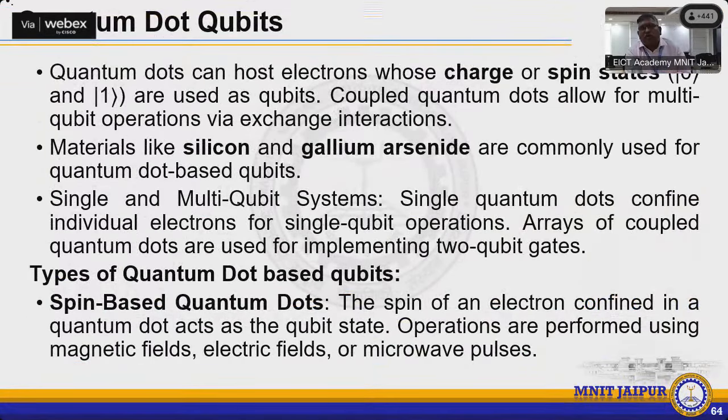A lot of work is going on in this area, so you can try to understand how these things are built. And you also have single-qubit systems and multi-qubit systems, where single quantum dots confine individual electrons for single-qubit operations, but an array of coupled quantum dots is used for implementing two-qubit gates. So that's something.